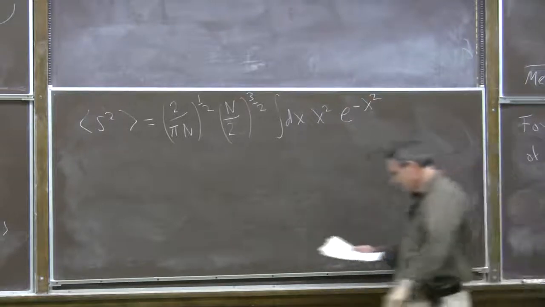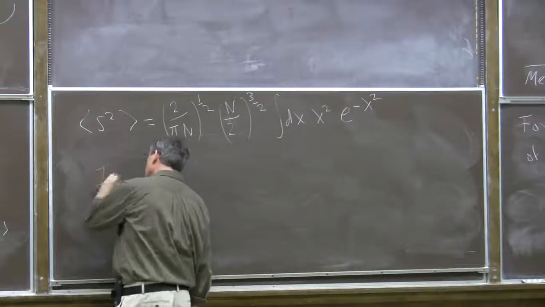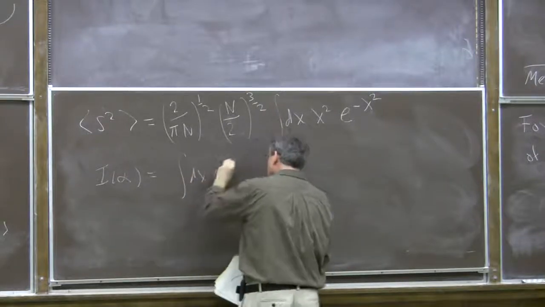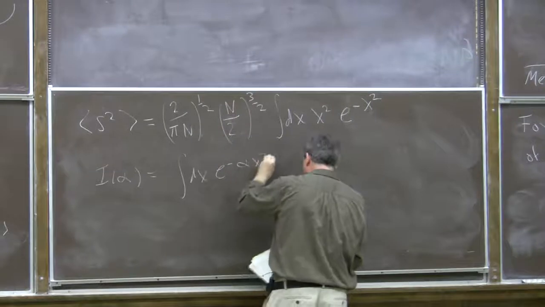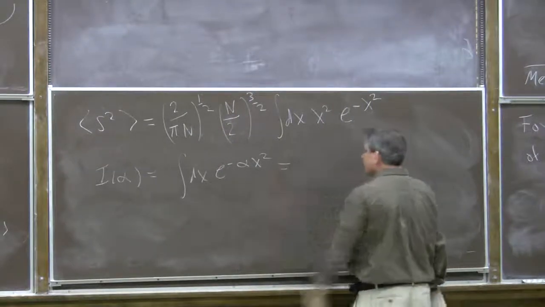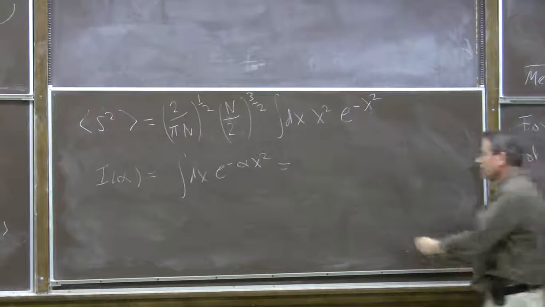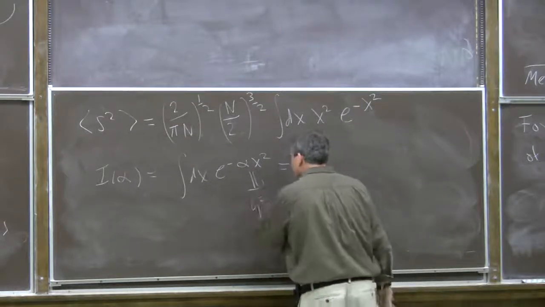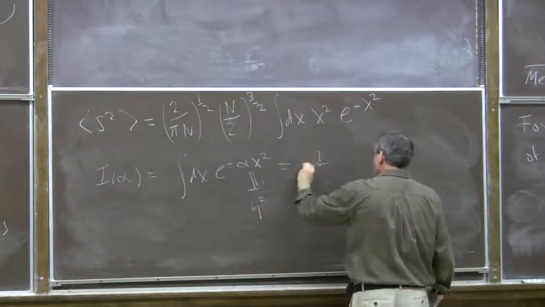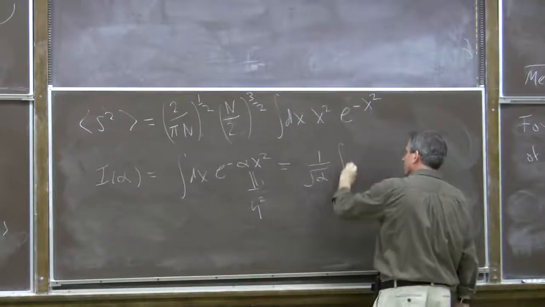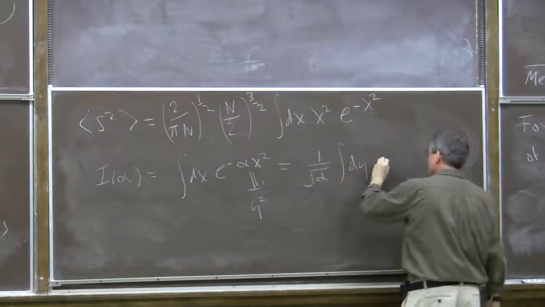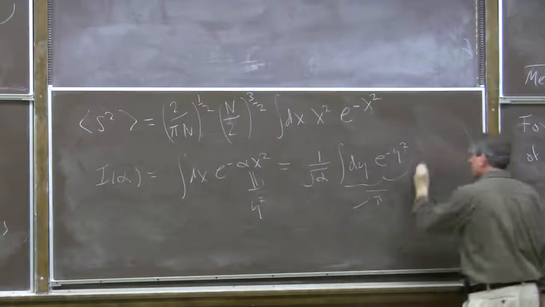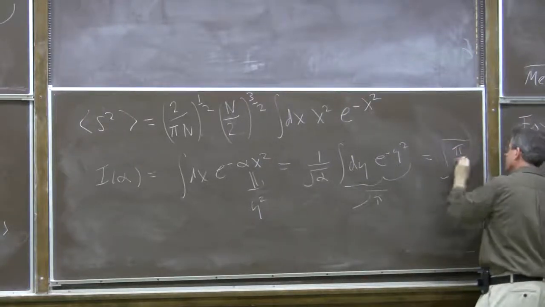But there's a nice trick for doing integrals like that, which is to consider this integral, which depends on a parameter alpha, which is the integral dx e to the minus alpha x squared. And now if we use our change of variable trick again, we can write this by writing alpha x squared as y squared as 1 over the square root of alpha integral dy e to the minus y squared. So that we know is square root of pi. So this is the square root of pi over alpha.